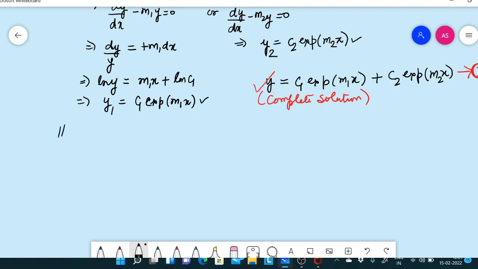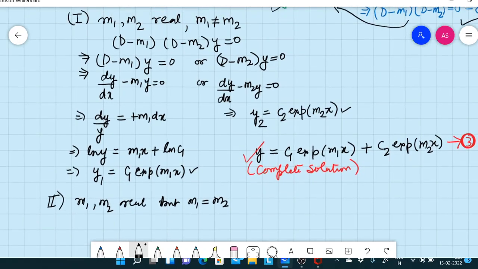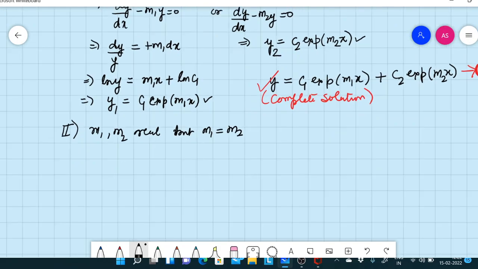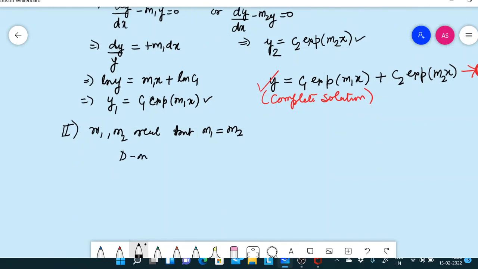Let's take the second case where m1 and m2 are real but they are equal in magnitude. When this happens, our equation, which was f of D y equal to 0, the first equation, will be rewritten as (D minus m) times (D minus m) y is equal to 0.